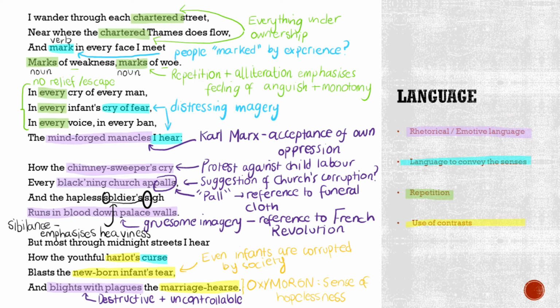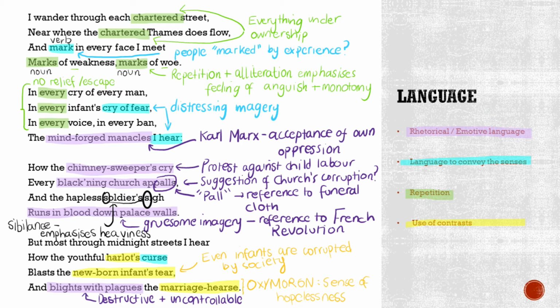So, language. Blake uses lots of emotive and rhetorical language in this poem to persuade the reader of the injustice of the class system that was in place in 18th century Britain. He uses language to convey the relentless oppression afflicted on the lower classes through phrases such as "mind-forged manacles", perhaps linking to the ideas of Karl Marx, who felt that people were prone to accept their own oppression.